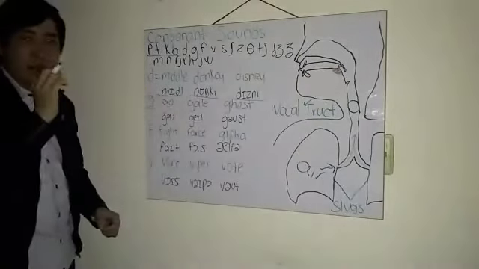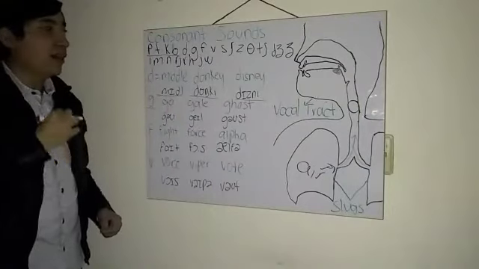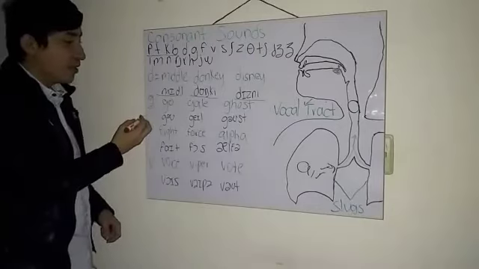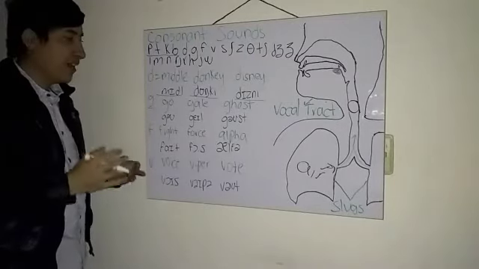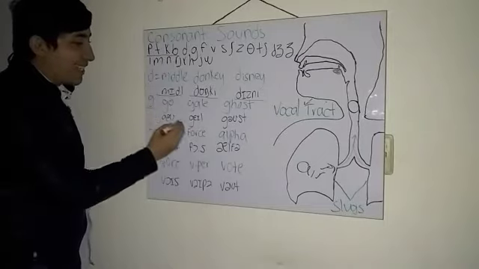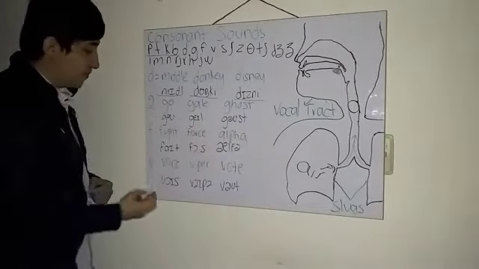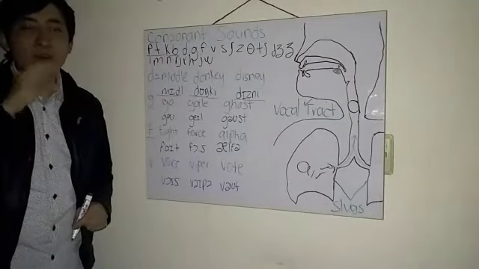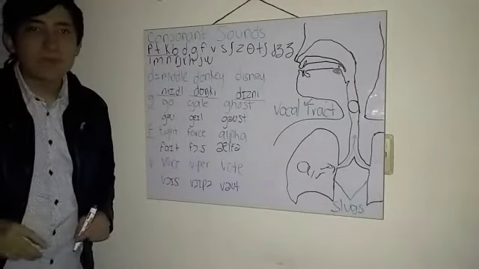For the G, we put our tongue in the velar part here. We touch and produce an explosive sound like the K. Go, gale, goes. F, we expel the air with our lips nearly closed.